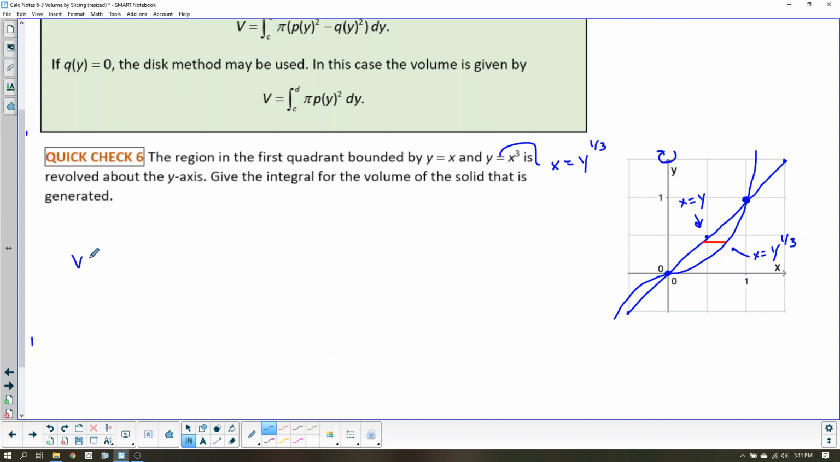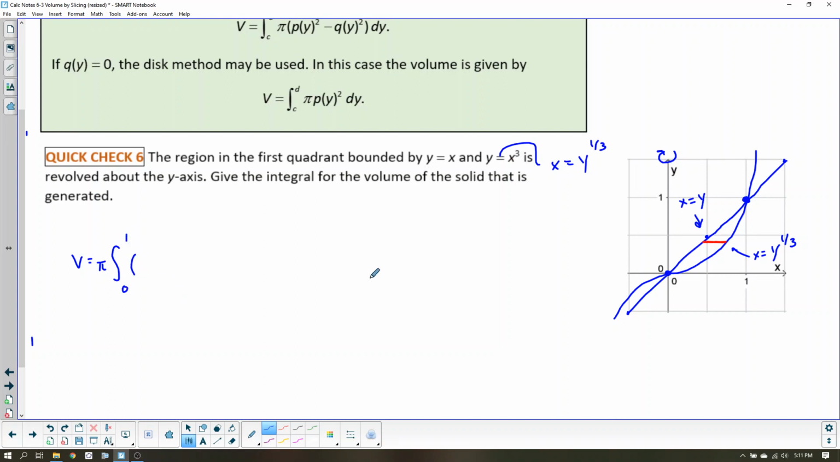So our volume is going to be the integral. Let's do pi out in front of it. We do pi because it's a solid of revolution. And limits of integration, we're slicing it from down here all the way up to here. So from 0 up to 1.